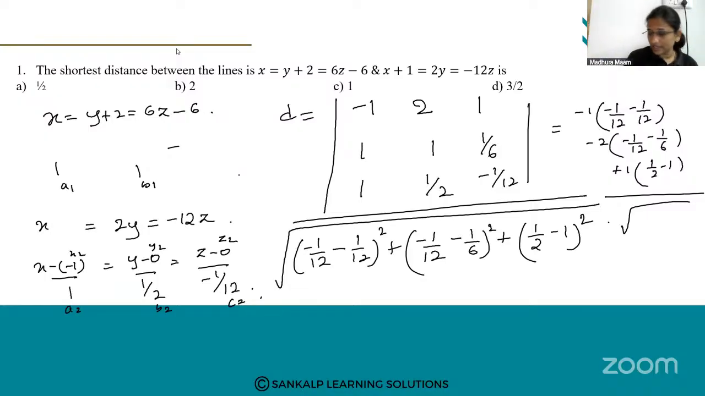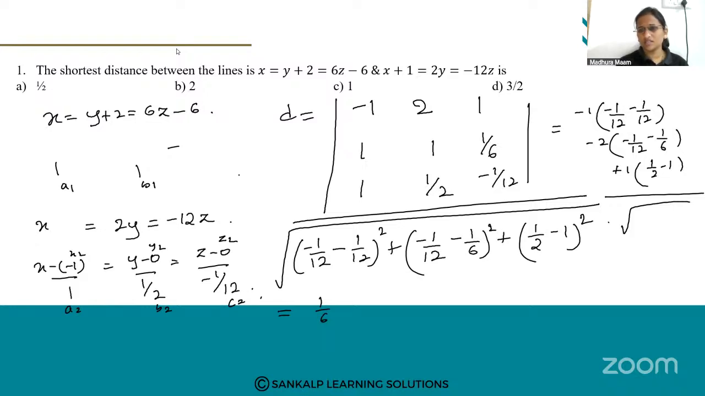This is not getting erased. I need some space here. So this minus of minus becomes plus 2 by 12. 2 by 12 is 1 by 6 in the numerator.